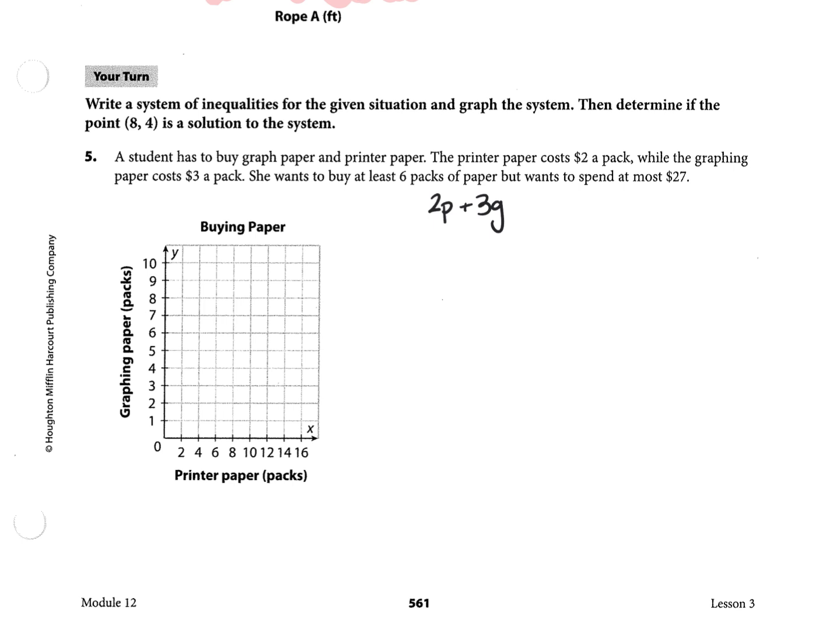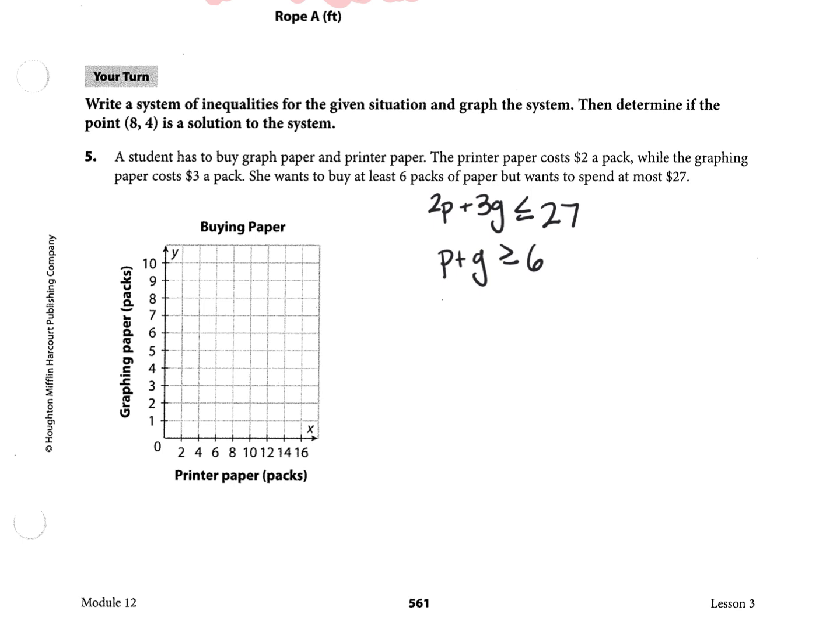She wants to buy at least 6 packs of paper, but spend at most 27, so less than or equal to 27. And combining the printer and graph paper together, she wants to buy at least 6, so more than or equal to 6. And then we will graph them.